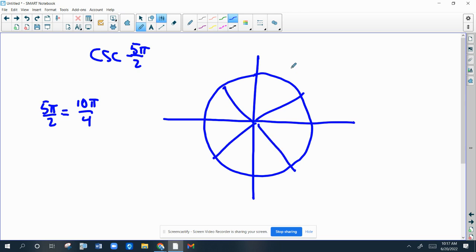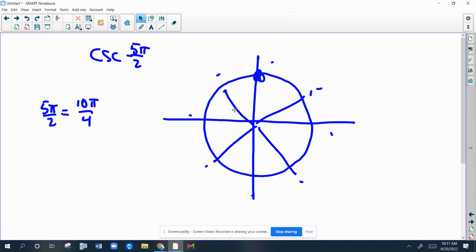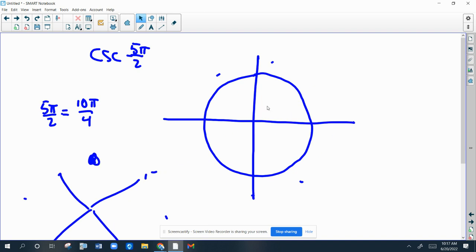And then count 10 spokes. So 1, 2, 3, 4, 5, 6, 7, 8, 9, 10. We're right here. Now, as I said, I wouldn't have done that because the easier way to get there is that pi over 2 is a 90-degree angle. So you just count 5 90-degree angles. So that would be 1. So that's 1 pi over 2, 2 pi over 2, 3 pi over 2, 4 pi over 2, 5 pi over 2.